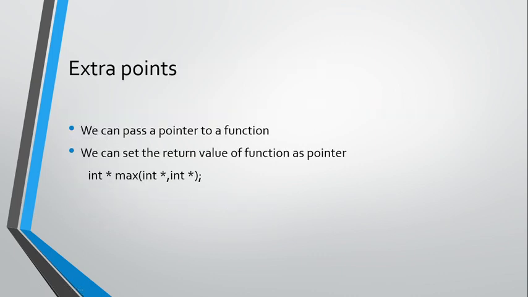Okay, we can use pointers with functions also. I told you that when we use arrays of pointers, it's heavily used when we are passing arrays. Instead of passing the array, we will be passing the pointers. So we can set the return type of a function as a pointer. Here I declared a function max. It's passing two pointer values and it's returning a pointer. A pointer value is being returned. So we can write such examples.